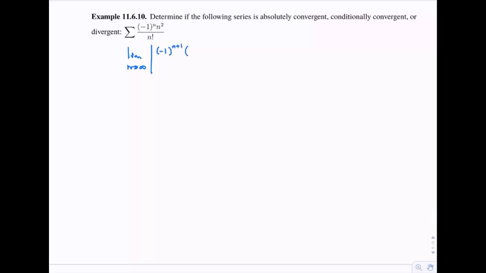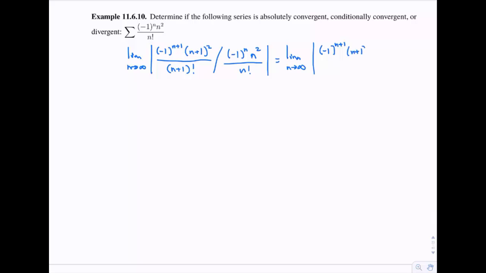So again, the ratio test goes a sub n plus 1, so I'm looking at my series, and everywhere I see an n, I plug in an n plus 1, divided by a sub n. We take the absolute value of this, and then we take the limit as n goes to infinity, and we say, hey, what does this approach? So let's go ahead and rewrite this. Instead of dividing by this nasty fraction, let's multiply by its reciprocal, because that's a good way to get things to cancel.